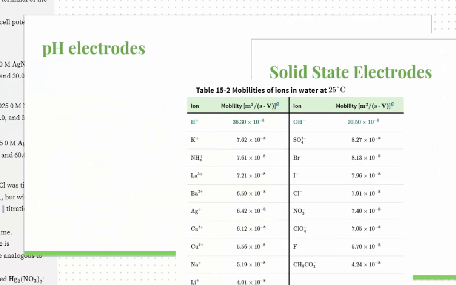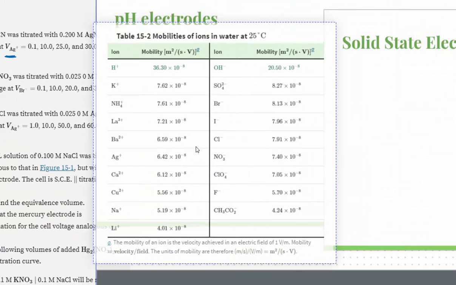Because the more mobility, the more the ion will move across a junction or across some sort of semi-permeable membrane.